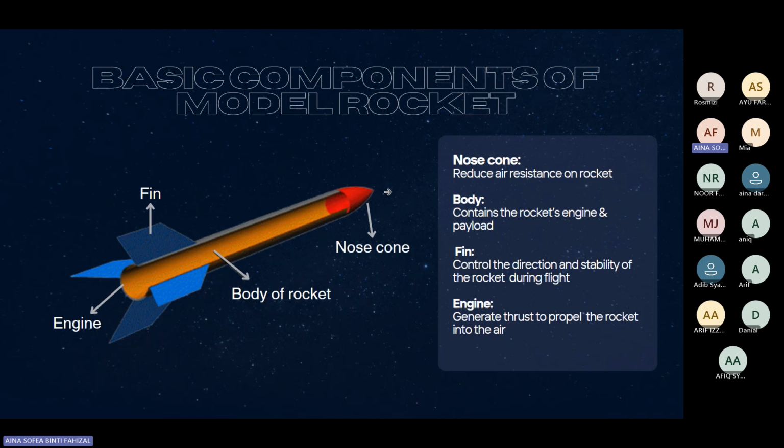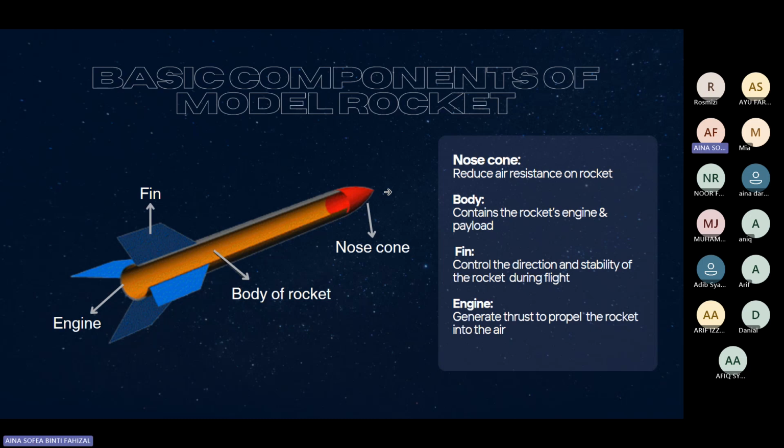And then you have the body of the rocket. The body of the rocket is the part that contains the rocket's engine and also the payload of the rocket, meaning that everything will be inside the body of the rocket. Let's say we have some sort of telemetry system or the parachute, and everything will be inside the body.